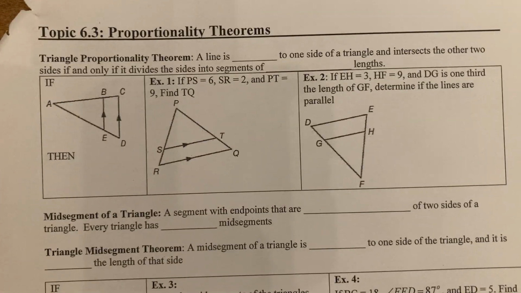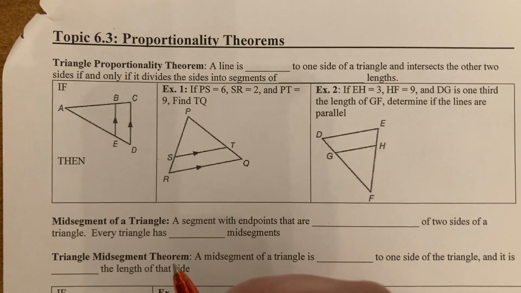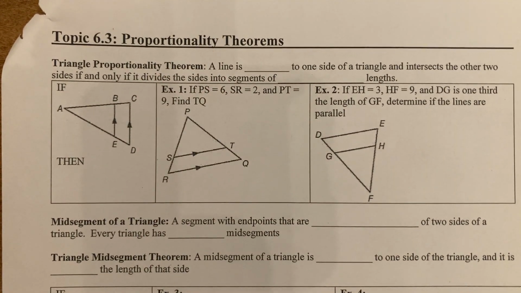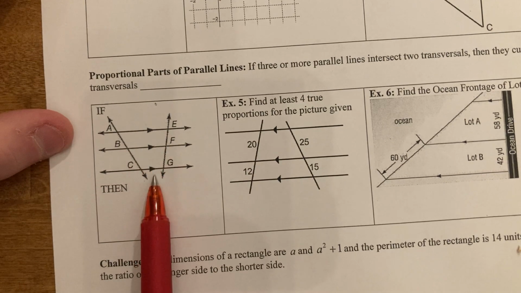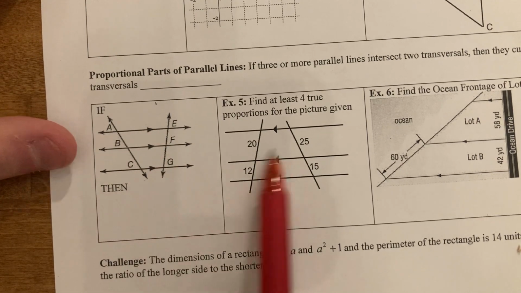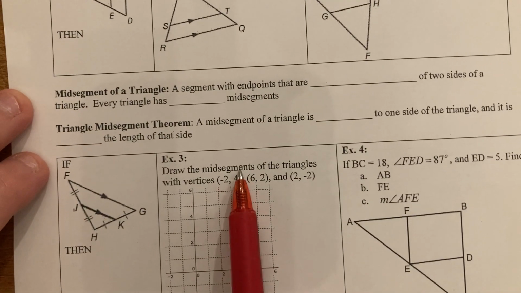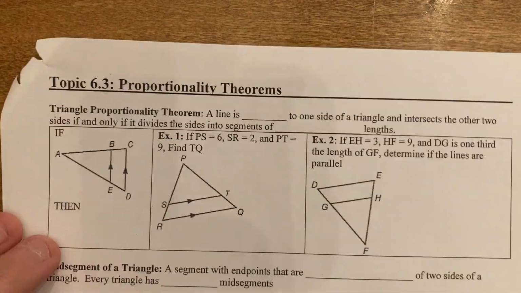We're going to do topic 6.3 today, and it's all about proportions. We did proportions in triangles. Now we're going to do proportions with parallel lines. We're going to do proportions that don't even involve triangles at all, eventually. We're going to do something called a mid-segment of a triangle, and then we'll finish it off with some word problems. So let's get started.